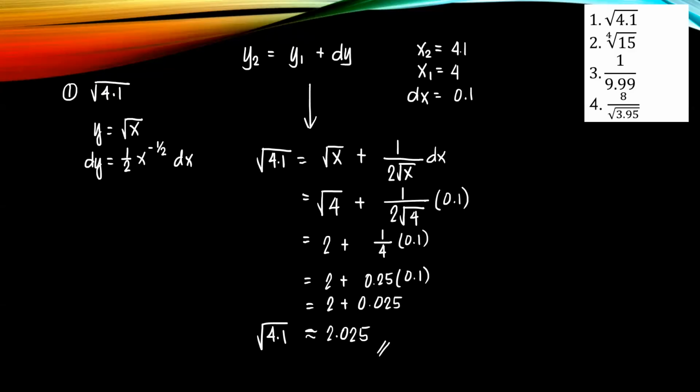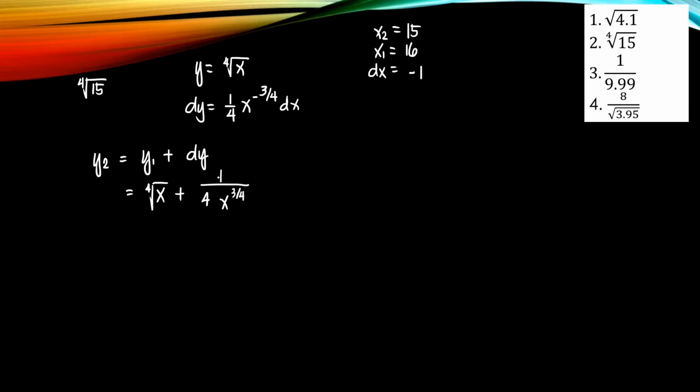Now, let's go to another one. The fourth root of 15. Again, let's go back. What should be the equation? y is the fourth root of x. So what is x2? What is x1? What is dx? 1 should be the exact one. So the exact is 16. You were given a 15. Therefore, 15 minus 16, that's -1.